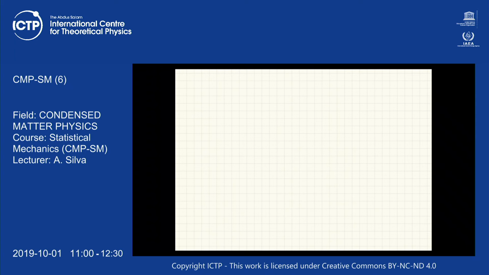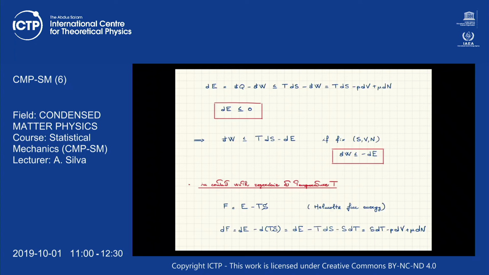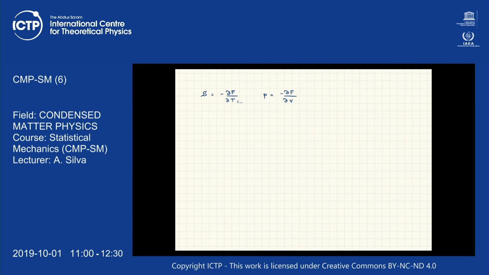All right, so what about relations? It's straightforward to compute the entropy in terms of the Helmholtz free energy. You can easily compute the pressure in terms of the Helmholtz free energy. And then you can compute the chemical potential.